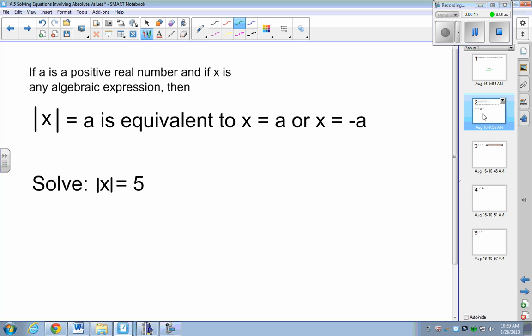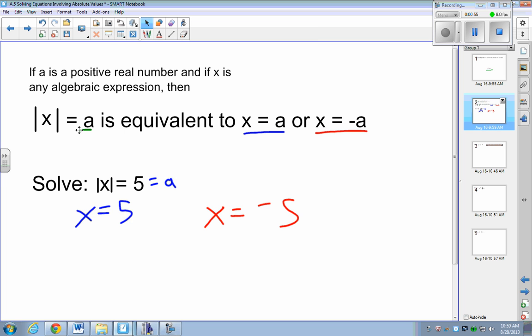Alright, so how do we solve an equation involving an absolute value? Well, if a is a positive real number, and if x is any algebraic expression, then |x| = a means x is equal to a, or x is equal to negative a. So let's go ahead and solve |x| = 5, where 5 is going to be our a. When we do that, we're going to get x is equal to 5, and x is going to be equal to negative 5. Alright, let's move on.